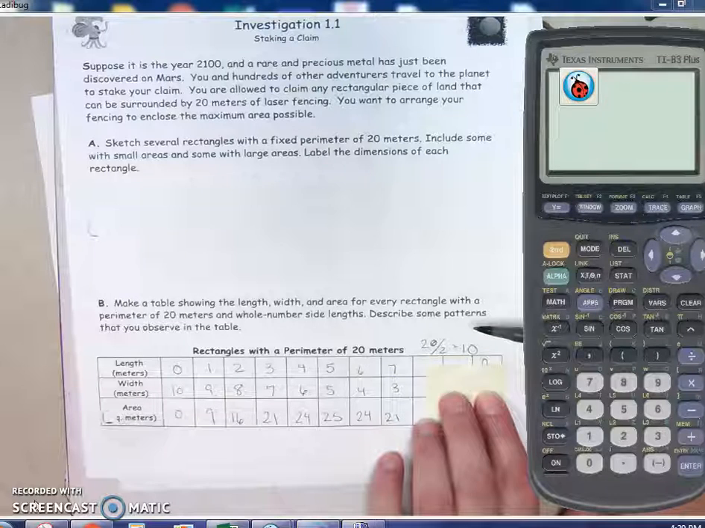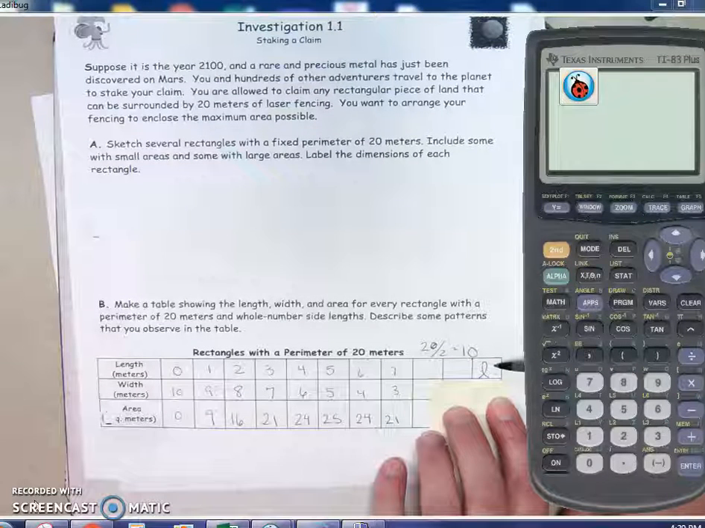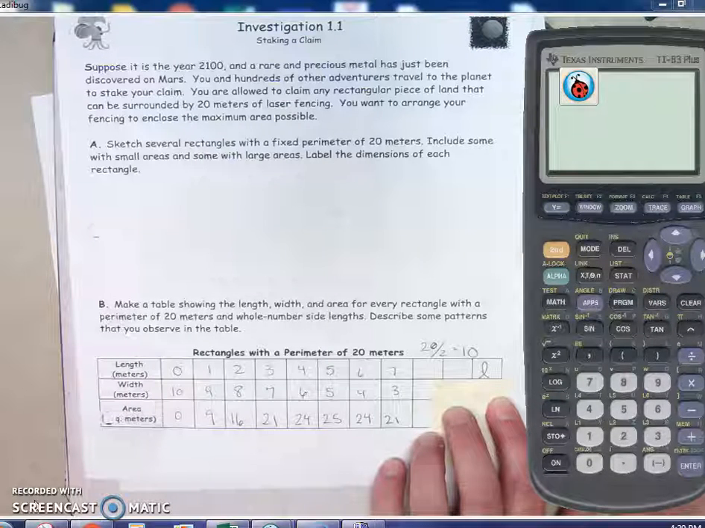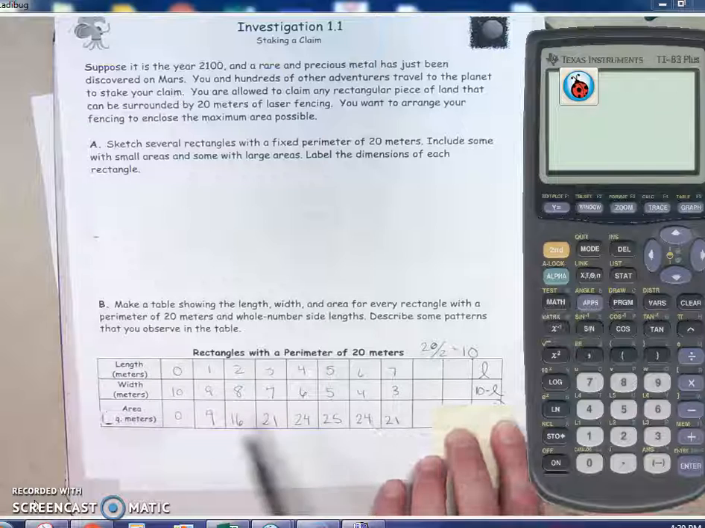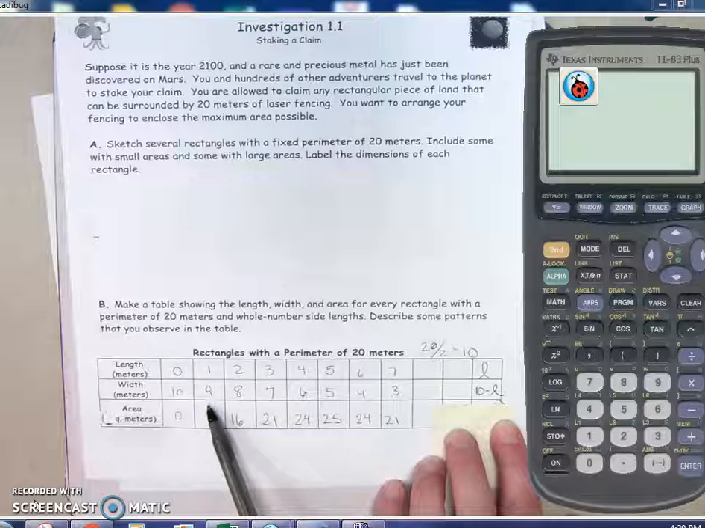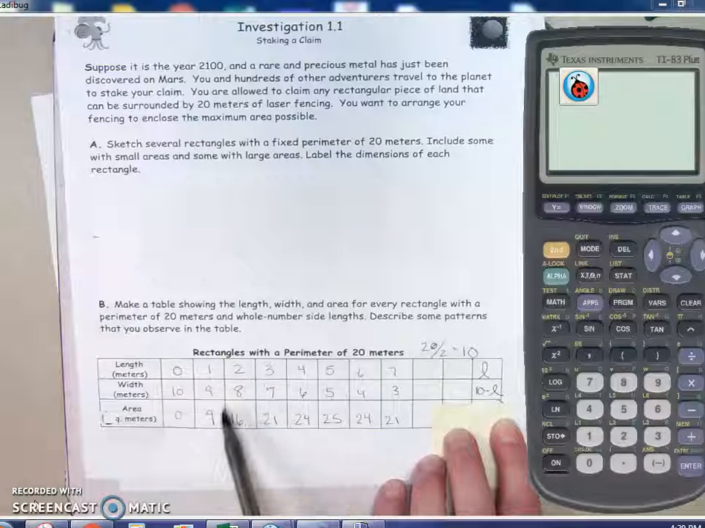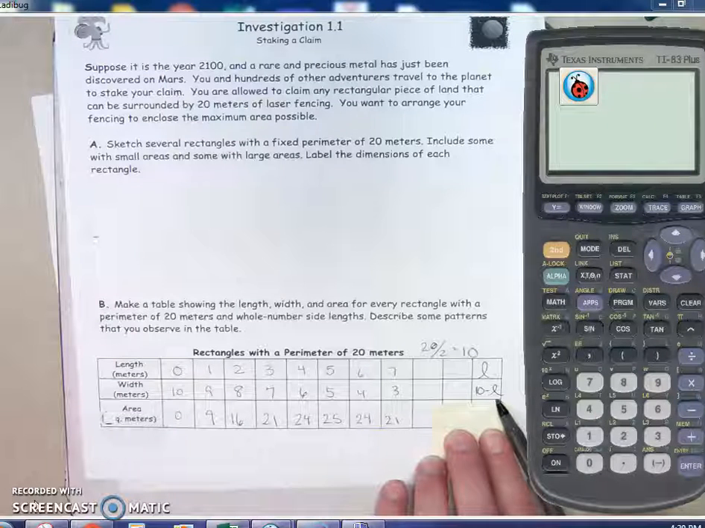So if I was going to write the length as L, then what expression could I use for the width? So think about that. For the width, I'm going to use 10 minus L. It's not L minus 10, it's 10 minus L, because if I did it the other way around and took the length minus 10, then I would have 1 minus 10 as negative 9 and 2 minus 10 as negative 8, but it needs to be positive. So I'm really subtracting the length from 10.